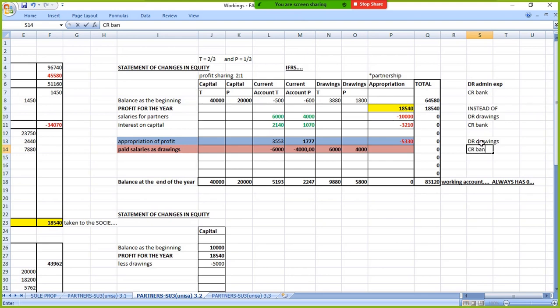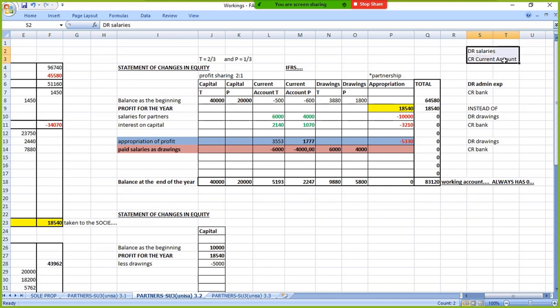Okay, credit bank. So I'm paying it. I'm showing the payment. I'm showing the amount that's being removed from the drawings. Because I'm paying the salaries. Because remember, this is their entitlement. This they have to show. So what happens when you give someone a salary? You debit the salaries and you credit the current accounts.